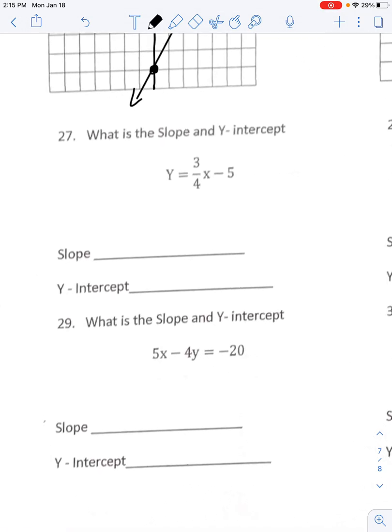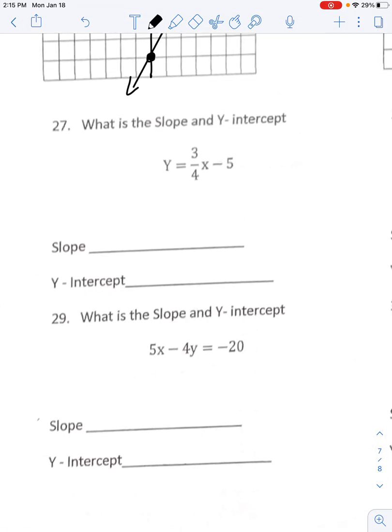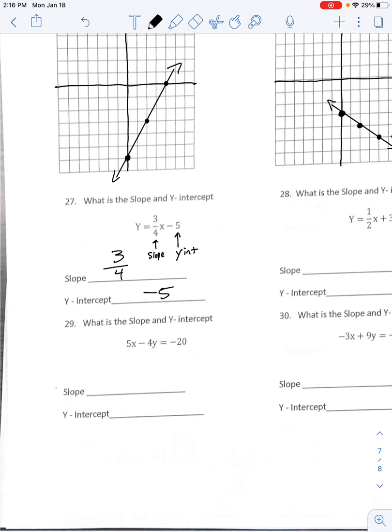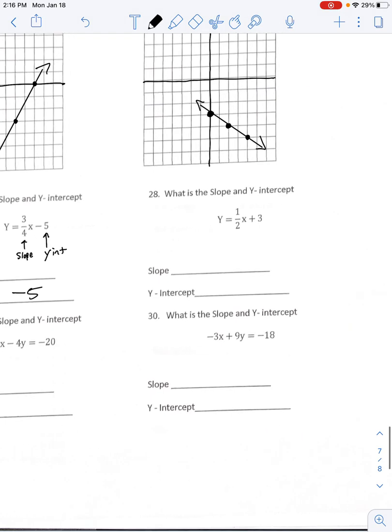Last 4 problems on the study guide right here. On number 27, it says, what is the slope and the y-intercept? I hope everyone knows this by now. This number is the slope, so obviously 3 over 4. This number right here is the y-intercept, so negative 5. That should be super simple. Really easy, really straightforward question. You don't even have to put it in the slope-intercept form.